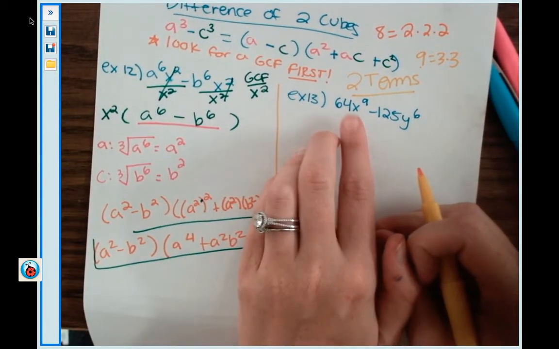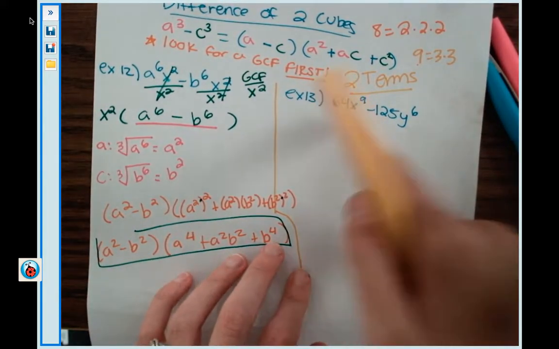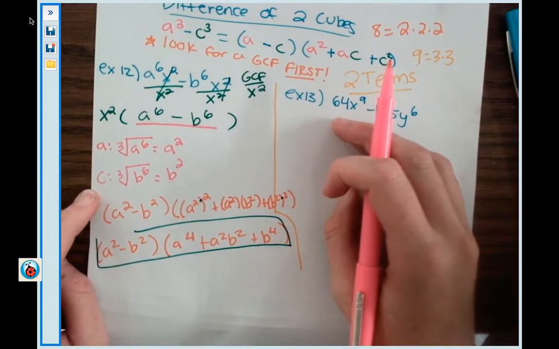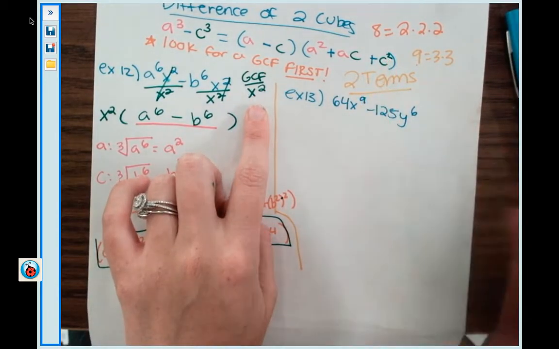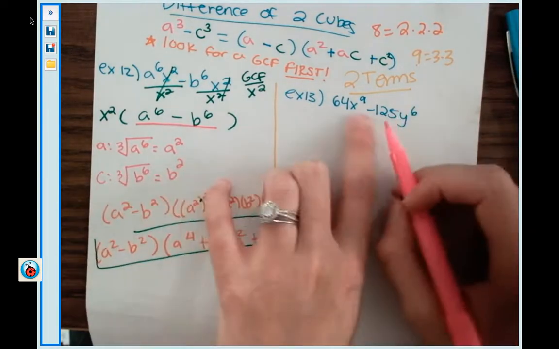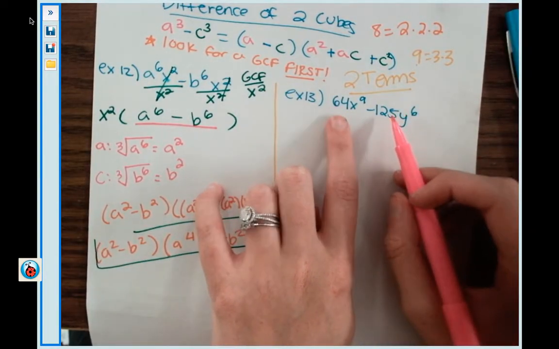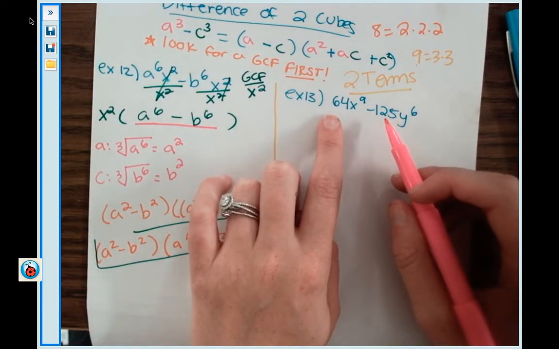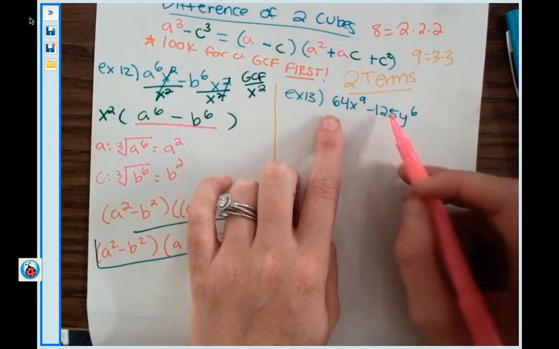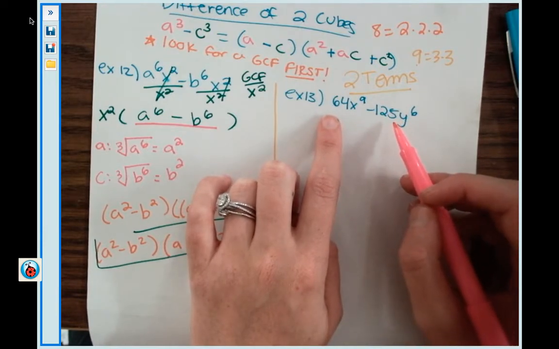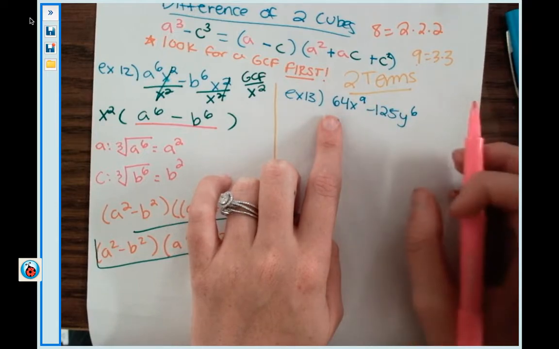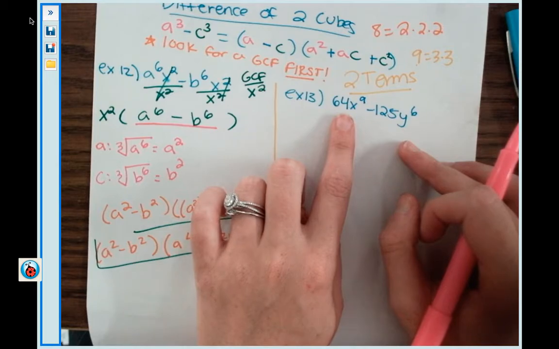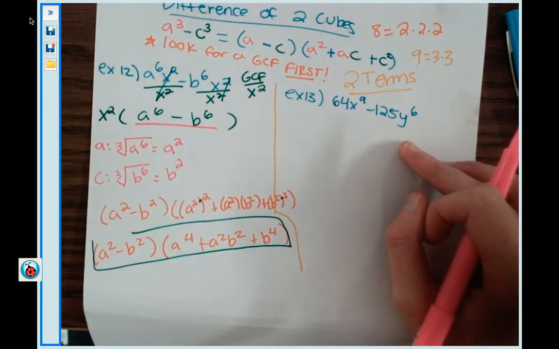But maybe I could cube root each of these. So let's see what happens when I cube root each term. Actually, before we do that, technically I'm supposed to look for a GCF first, so I'm getting ahead of myself. Sorry, guys. So let's see if there's a GCF. Let's look at the numbers first. Does anything go into 64 and 125? No, the only things that go into 125 are like 5 and 25, and that doesn't go into 64. So the numbers don't work, and I don't have any variables in common in each term. So there's no GCF, which is okay.